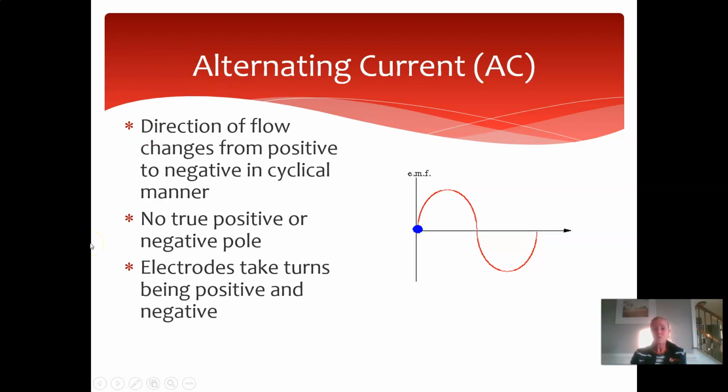So there is no true positive or negative pole, and the electrodes, when you hook them up to the patient, are actually going to take turns being positive and negative. They alternate very, very quickly, like millions of times in a second, between positive and negative. So this isn't something that the patient can perceive or that you can feel, but it is alternating between positive and negative polarities. Interferential current is an alternating type of current. So you've probably seen this or you will see this and feel this when we get into lab.